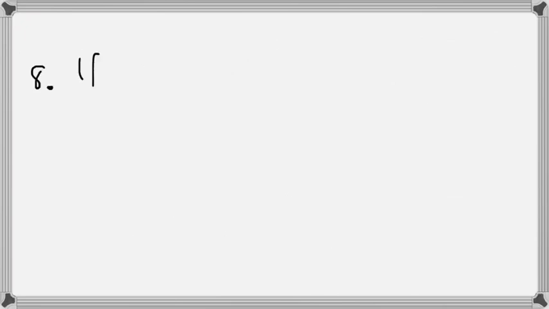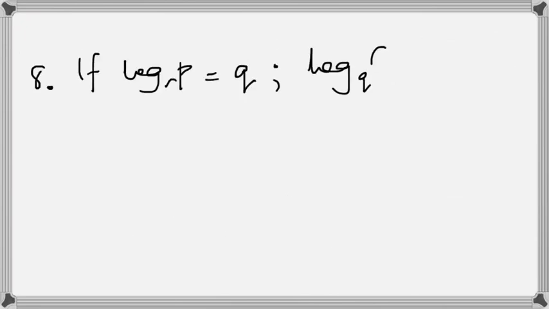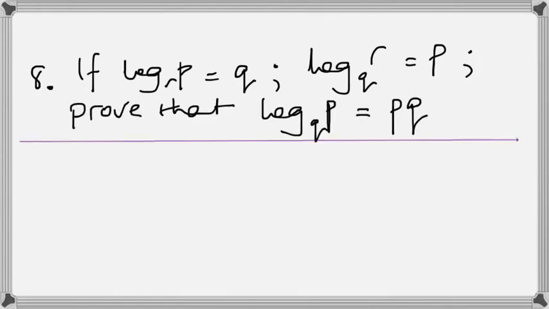Okay, now let's have a look at question 8. This one at first glance looks pretty revolting, and you just wonder, well, what am I supposed to do here? Well, let's have a little look at it. We're supposed to, if we know that the log of p to the base r is q, and the log of r to the base q is p, which all sounds very mixed up, prove that the log of p to the base q equals pq.